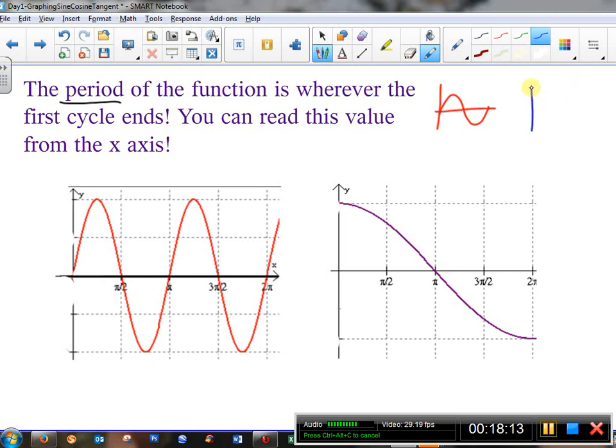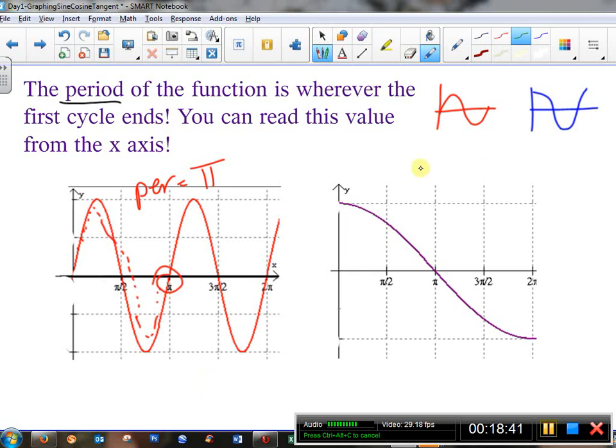A basic cosine curve looks like this. That's one complete cycle. So we have to figure out where the first complete cycle ends. If you follow the path along this red sine curve here, we'll keep going until we finish one complete cycle. Looks like it ends right here. So the period for this function that's been drawn is equal to pi. That's where the first curve ends.